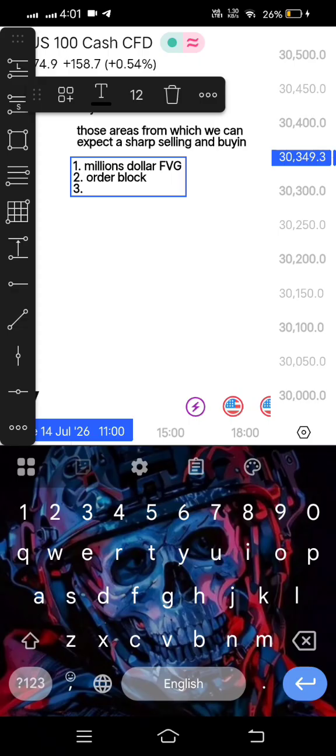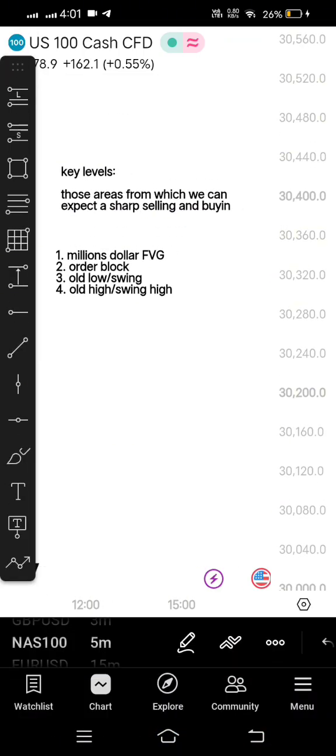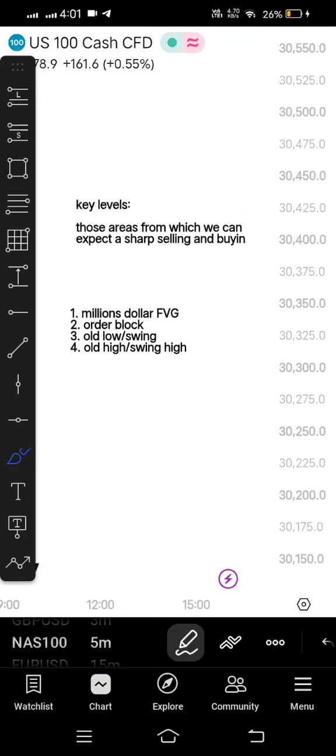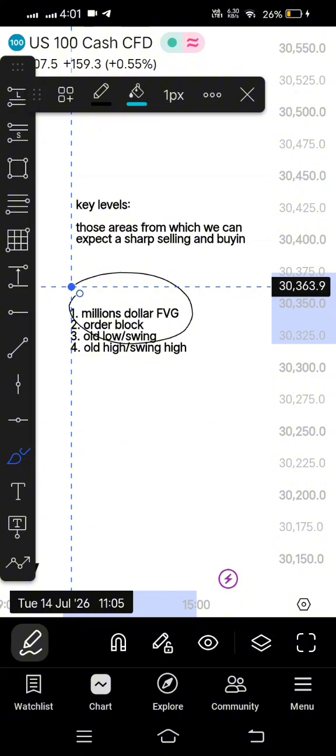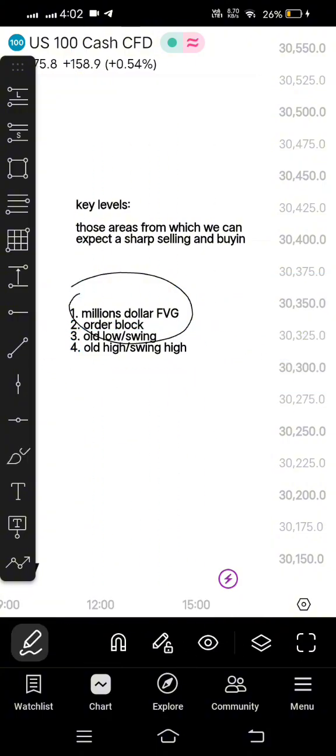But for beginners, it is very hard to find out the value. What is that? Old low, swing low. And the fourth one is old high, swing high. So the first two key levels are also profitable, and the third and fourth are my most favorite key levels.